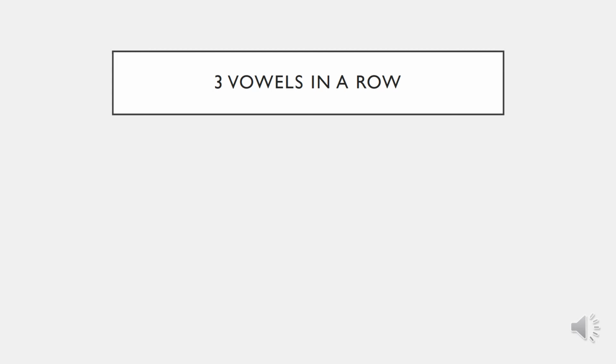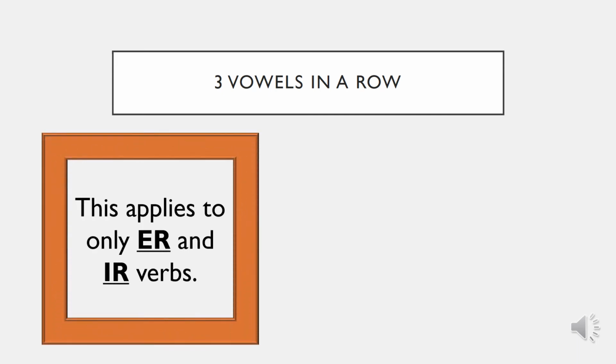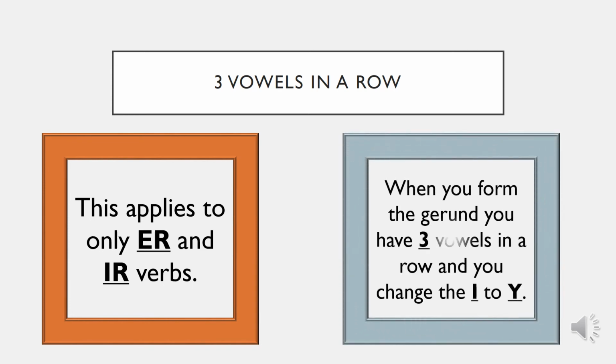Sometimes when we form the gerund, we're going to have three vowels in a row, and we can't have that in Spanish. So this rule is only going to apply to -ER and -IR verbs. You do not need to worry about this with -AR verbs. So when you form the gerund, if you have three vowels in a row, you're going to change the I to a Y.